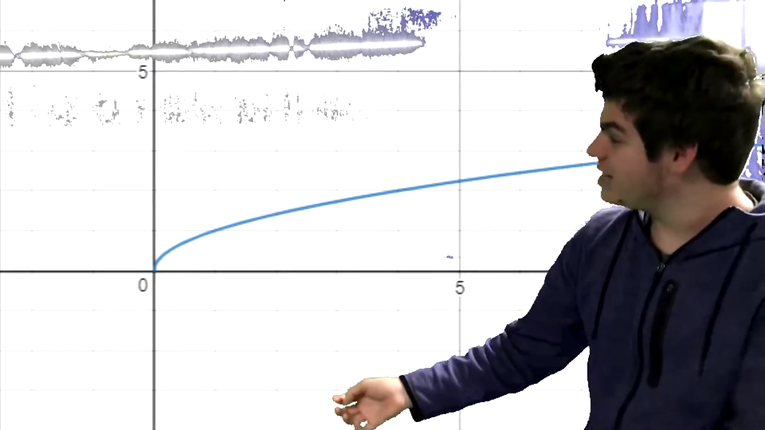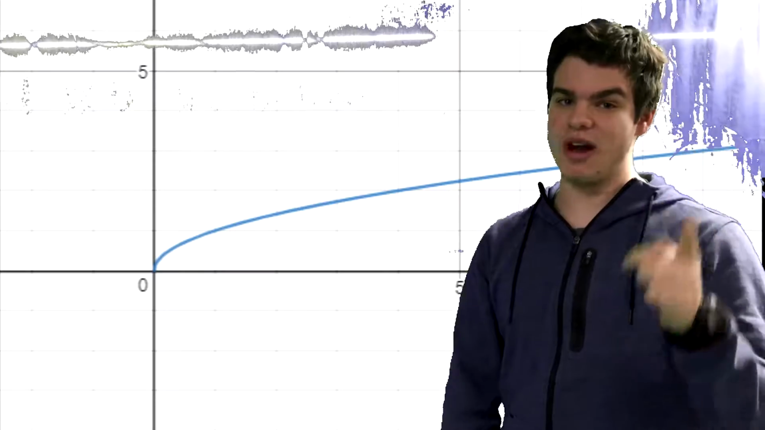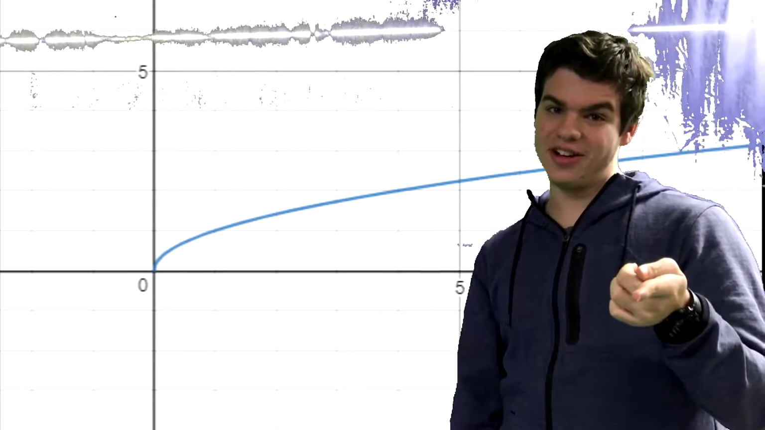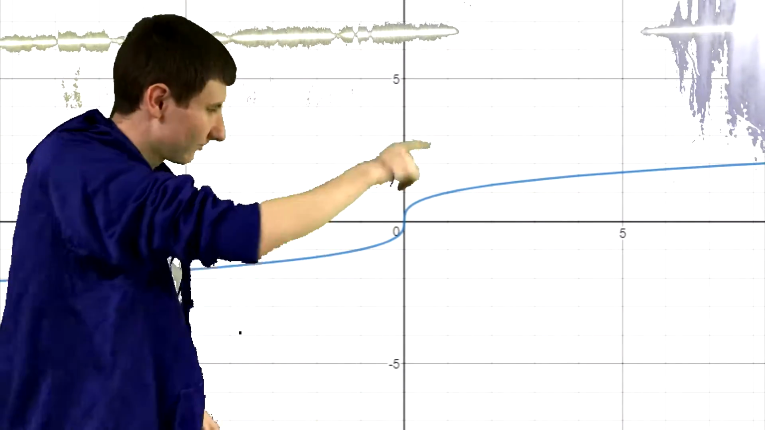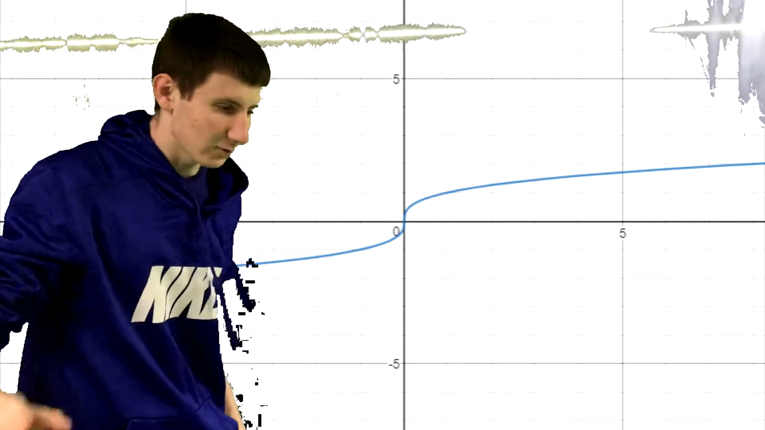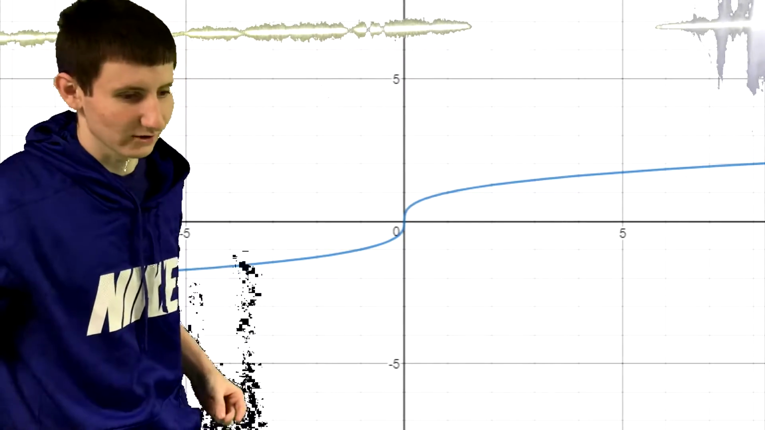This is y equals the square root of x. As you can see, it is also exponential, but it can't be less than 0 because you can't square root a negative. The cube root of x, it increases and decreases at an exponential rate. And it can be a negative number because there's an odd exponent.